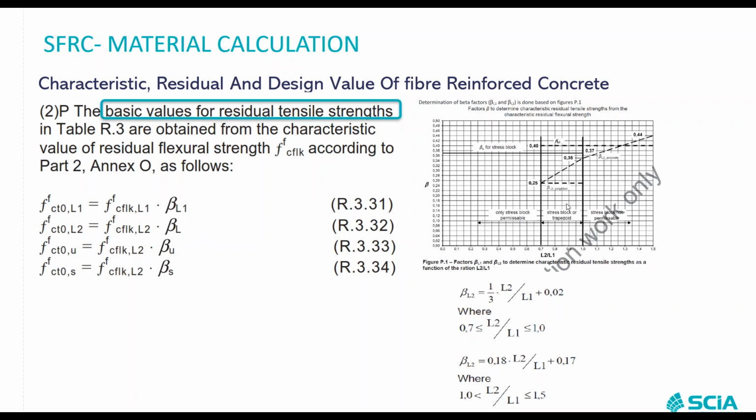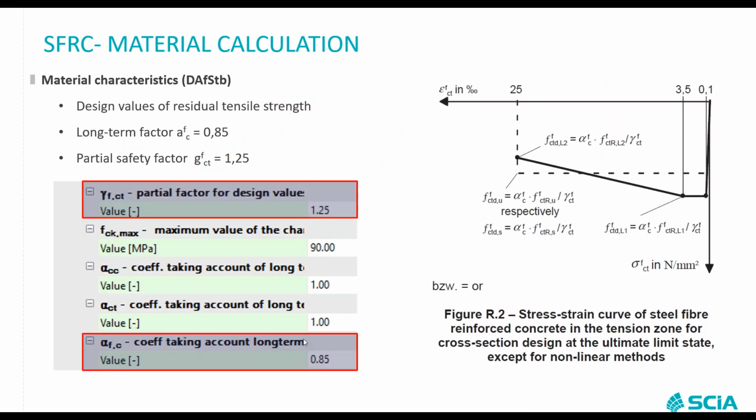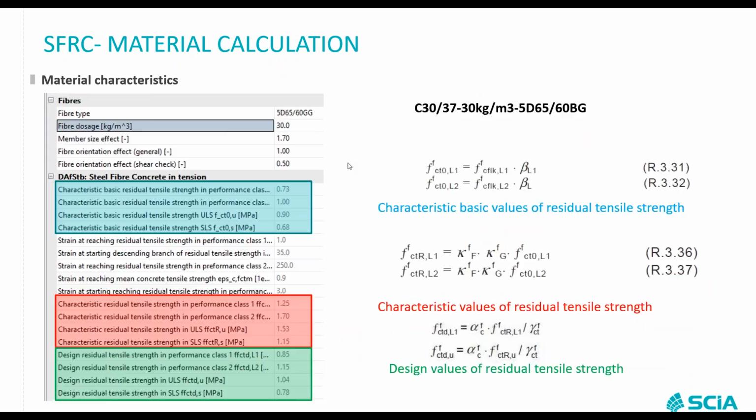And the German guideline already explained to us how we can obtain the beta factor, which is implemented in SCIA Engineer. Finally, in order to calculate the design value, the user would like to have a factor, which is the long-term factor, and also a coefficient that takes into account the long-term effect. Those two factors can be modified from the properties of the national annex.